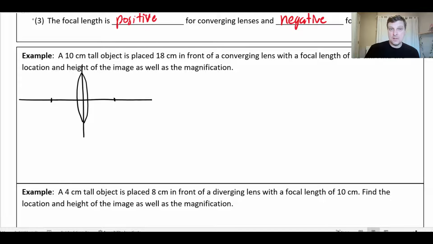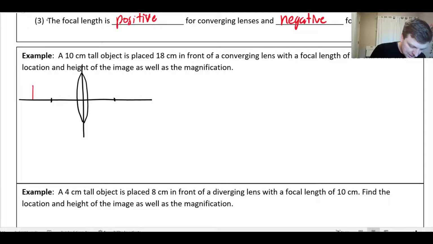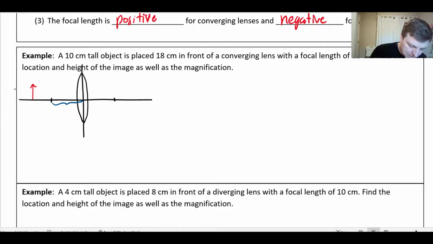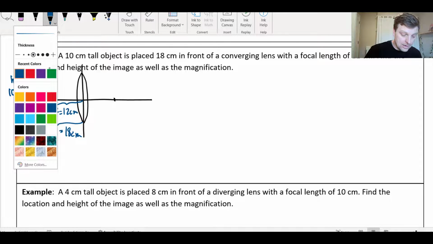And I place the object 18 centimeters in front of the lens. So if that's 12, then 18 might be something like this, okay? And so I'm just going to include here a few dimensions. There's my focal length, which is 12 centimeters. That's F, and then the height of the object is 10 centimeters tall. And then my object distance, my SO, is going to be 18 centimeters. And again, we're just sketching this out to get a rough idea of what it's going to look like. So I'm going to draw a few rays and see how they behave.